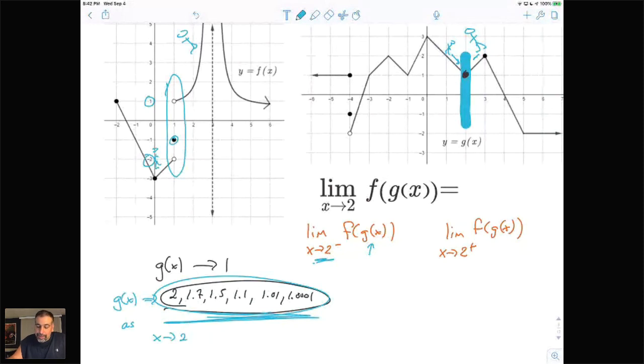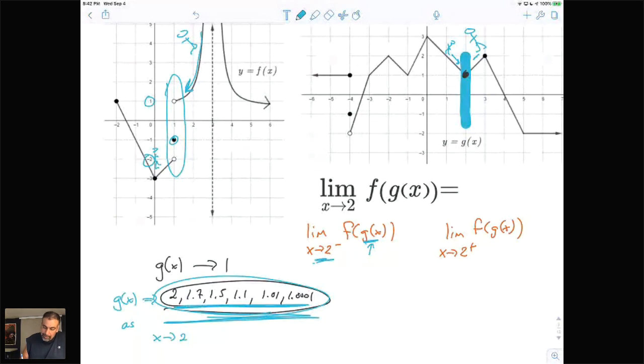We've got to go back to our left and our right-hand sides. This one's very tricky, though, because what's happening is, regardless of coming from the left or the right in the inside function, g is following this pattern. So when we come from the left, we're going 2, 1.7, 1.5, 1.1, 1.01, 1.001. And when we're coming from the right, we're following the same thing. So what happens is both of these get mapped onto this path.